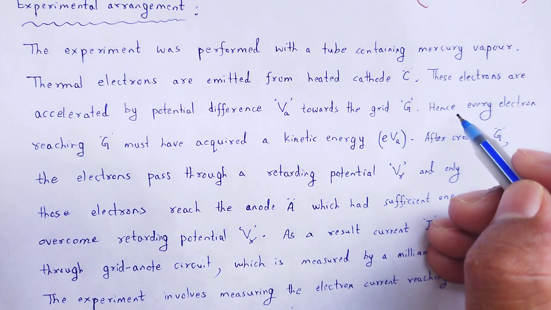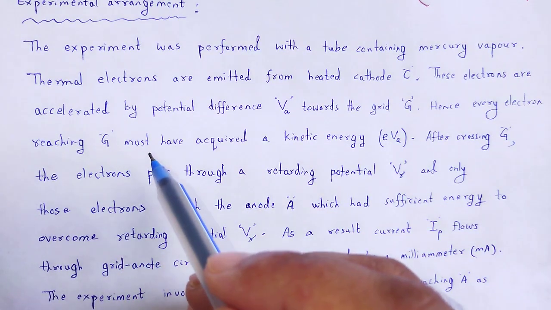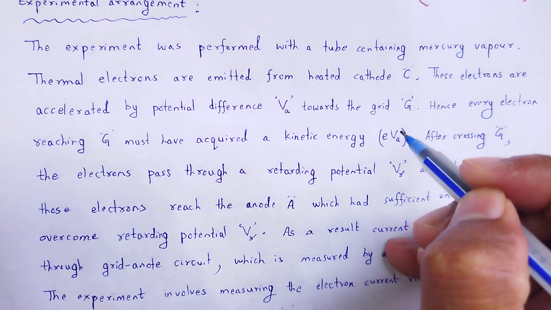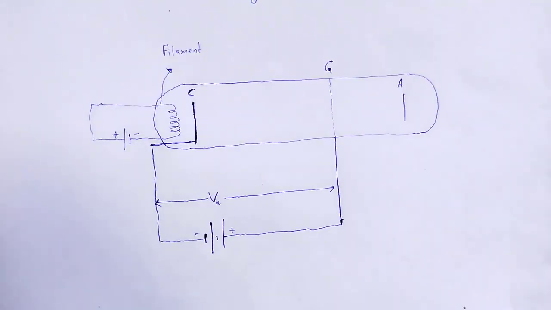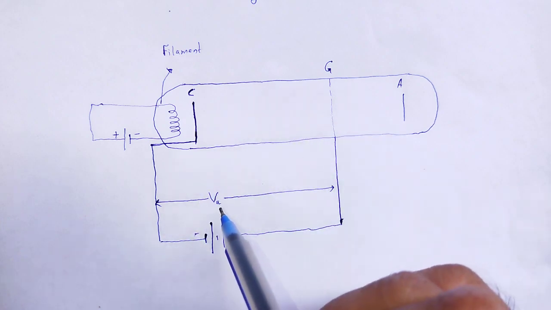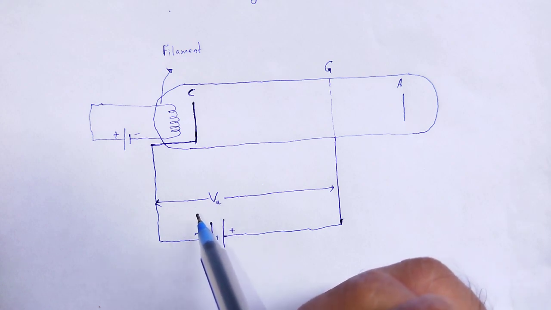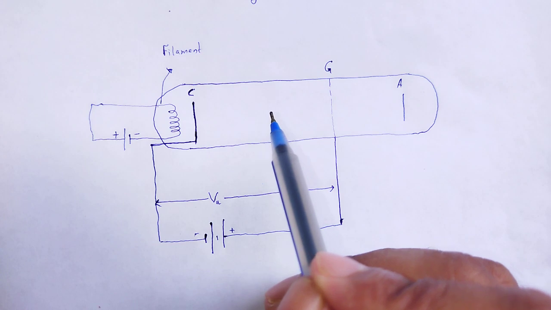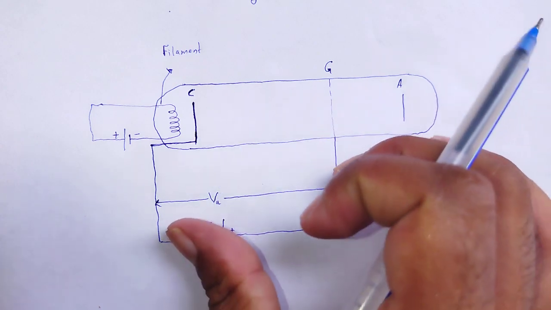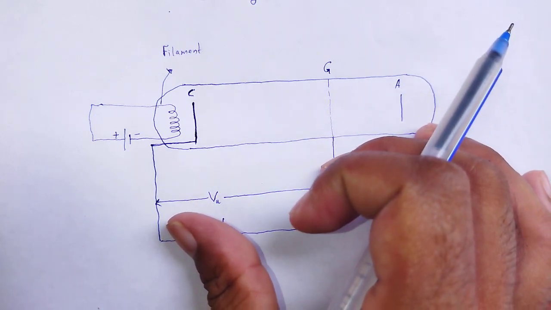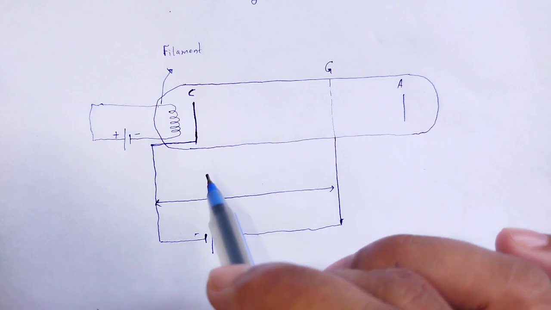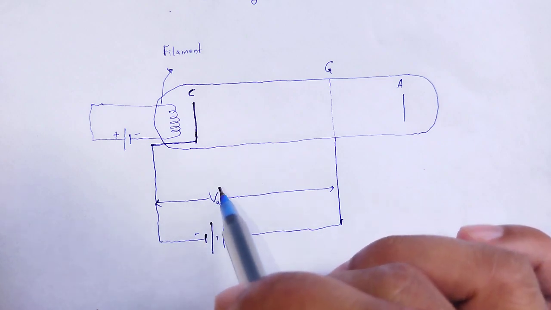Hence, every electron reaching G must have acquired a kinetic energy equal to the electronic charge times the potential difference. Electrons are emitted from the cathode and accelerated towards G due to the potential difference V_A. So these electrons acquire kinetic energy equal to the charge of the electron and the potential difference, that is, energy equals eV. So with electronic charge e and potential difference V_A, each electron has kinetic energy eV_A.